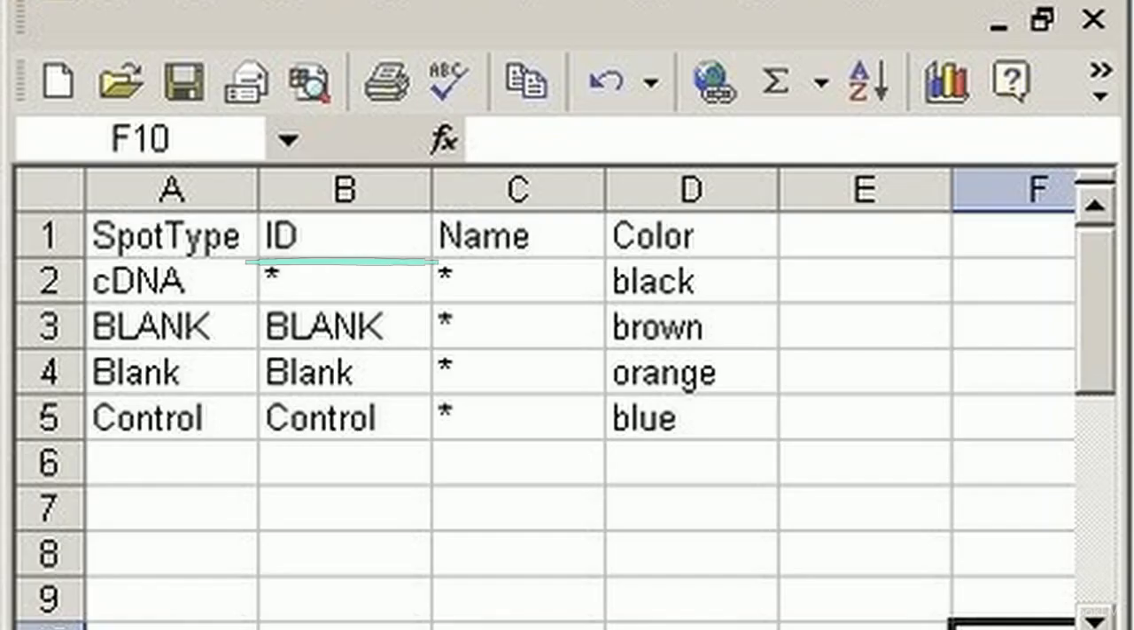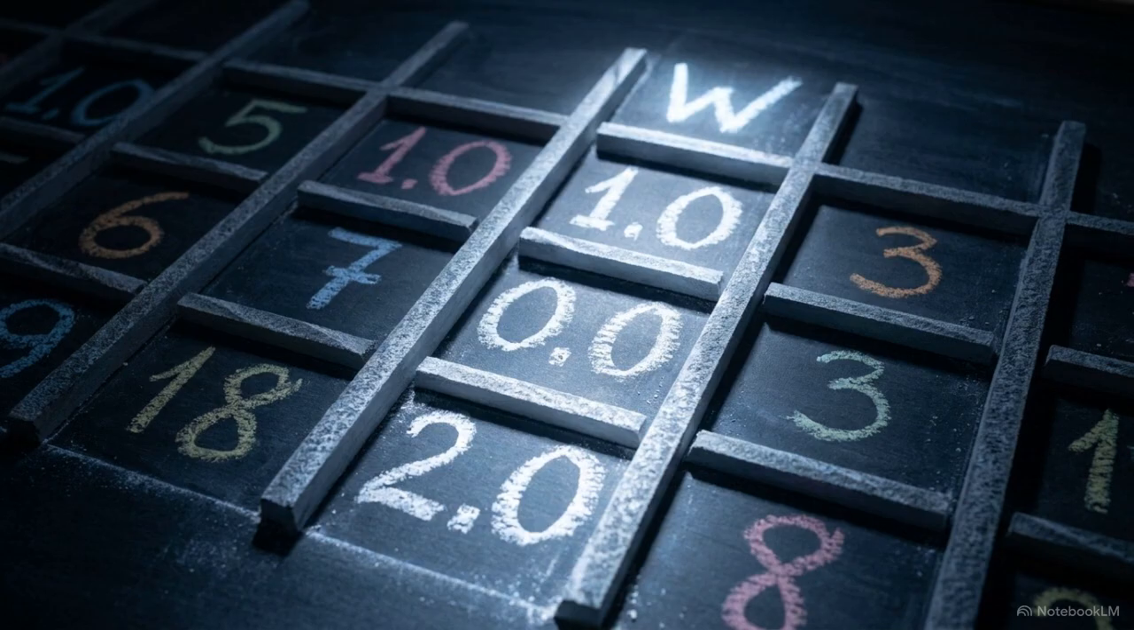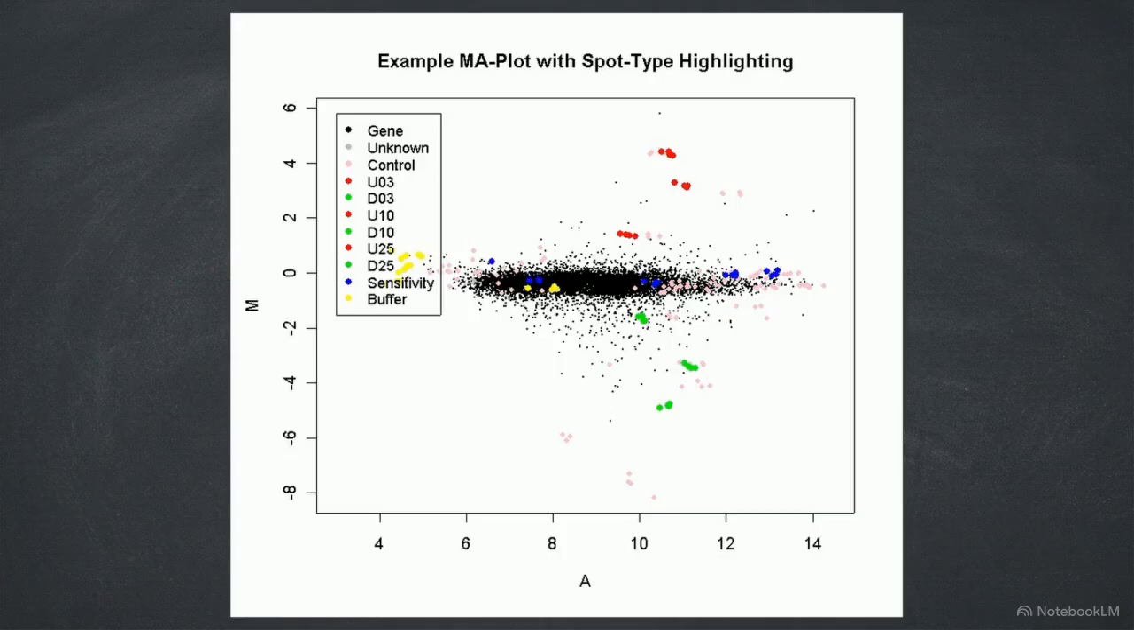The software uses a spot types file to link specific ID patterns to designated control categories, such as calibration spots or blanks. Image-derived spot quality weights are then integrated as the first line of statistical defense. This scatter plot shows how those categories and weights map onto a real experiment, highlighting control points like sensitivity, buffer, and ratio controls across the matrix.